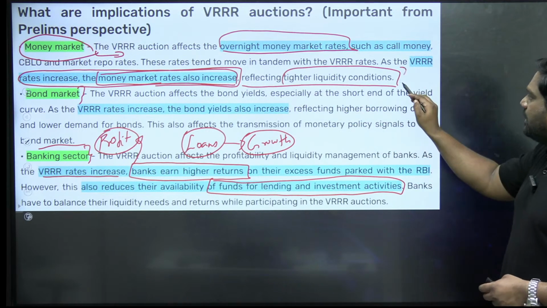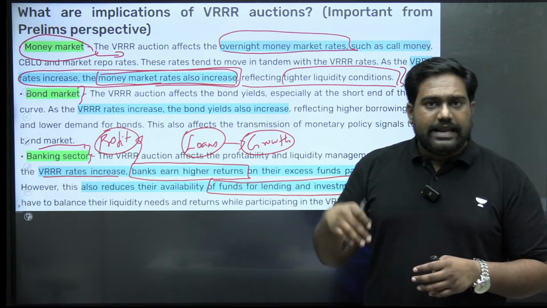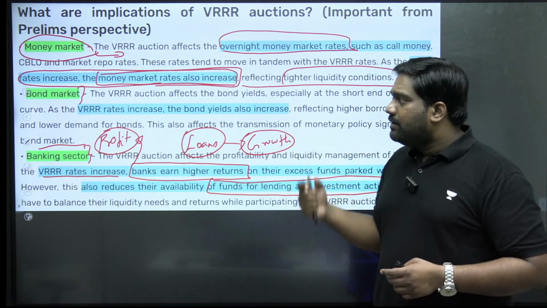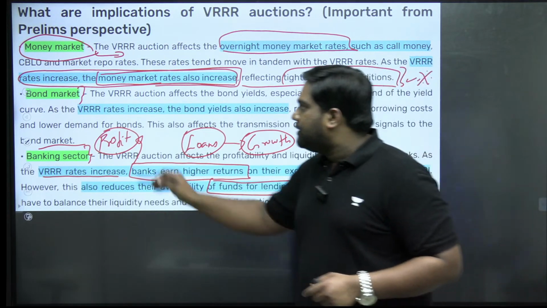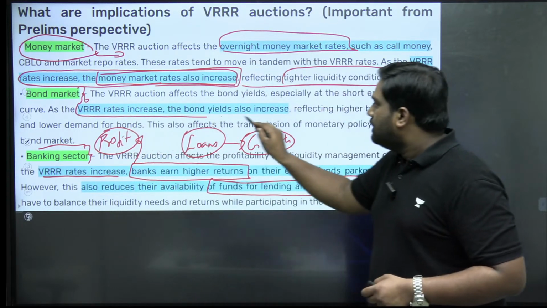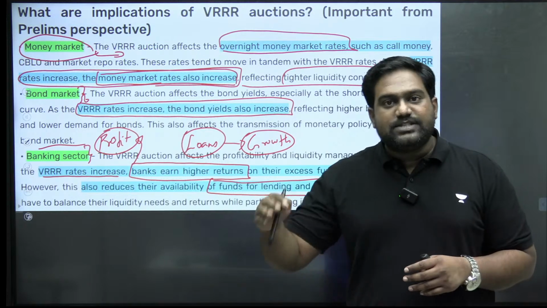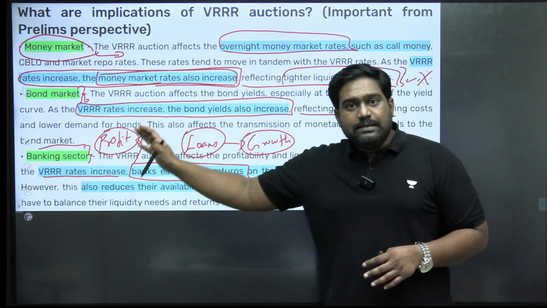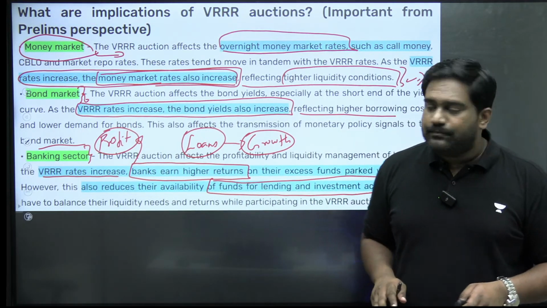So it will lead to tighter liquidity. As the liquidity is absorbed, the rates in the overnight money market will also increase, and it reflects the tighter liquidity situation. What will happen in the bond market? In the bond market, the bond yield will increase. The bond yield will increase with increase in VRRR rates. So kindly remember the implications of VRRR auctions. There can be a direct prelims question based on this.